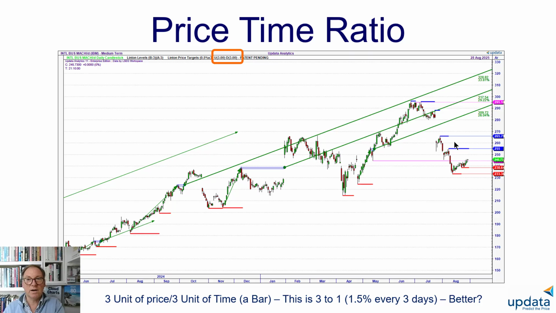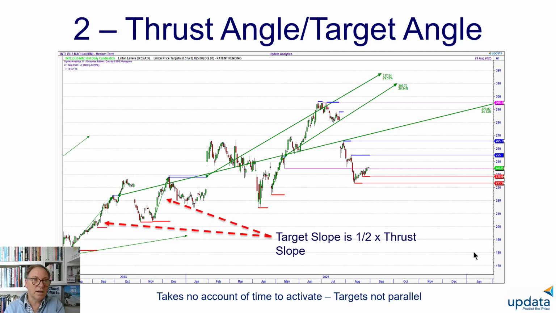Probably 3 to 1 is a bit more accurate. And so you might say, well, then 1.5% every 3 days, remembering that's how long it takes in the target trajectory. But it is slightly academic, and we'll look at doing this practically in a minute.